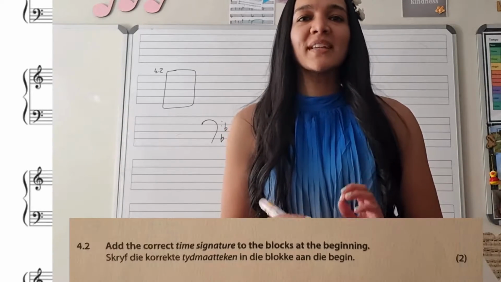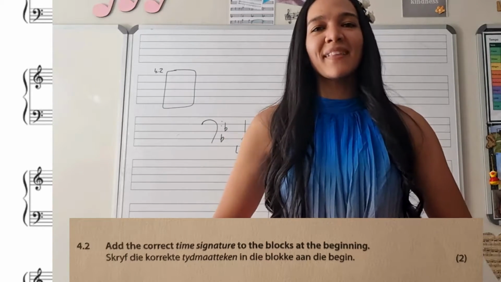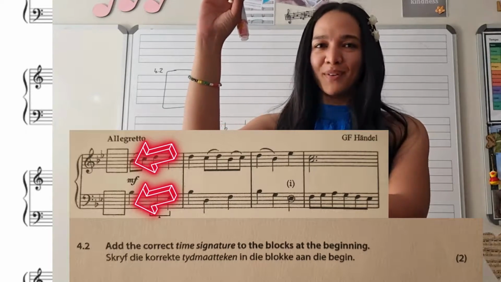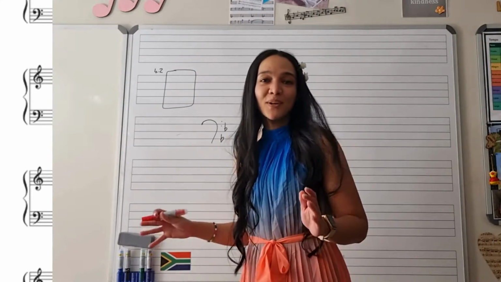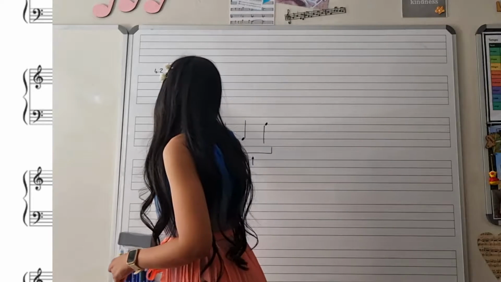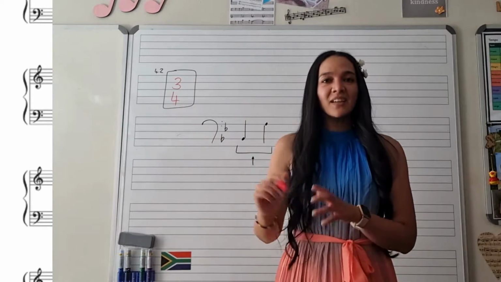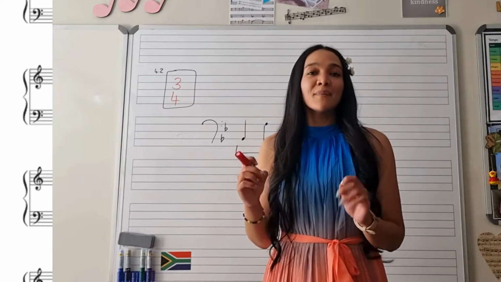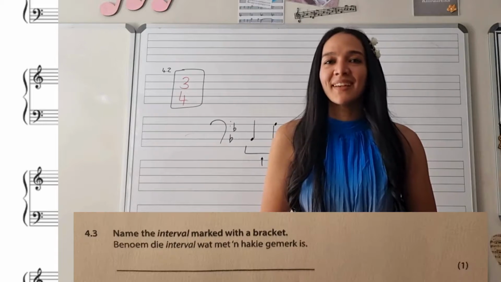Then 4.2 says, add the correct time signature to the blocks at the beginning of the piece. So we'll add them in both the treble and the bass clef blocks. So here we go. I'm just going to write it in my 1 block on the board. We have 3 crotchet beats in a bar, and that means we are in 3/4. Make sure to space your 3 and your 4 quite evenly in the stave so that one number doesn't look bigger than the other.